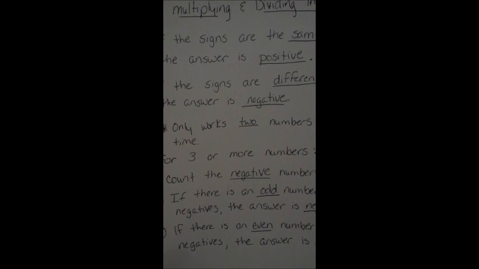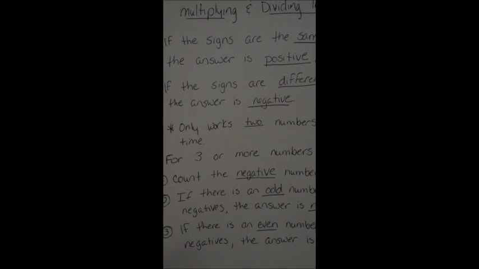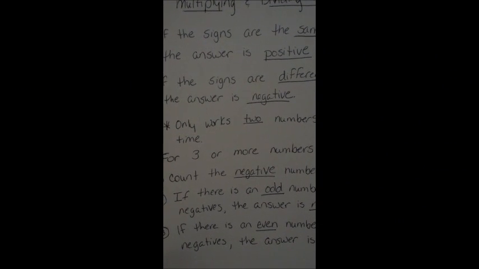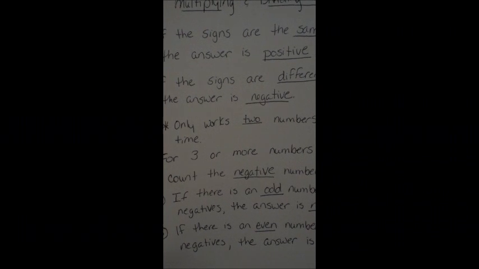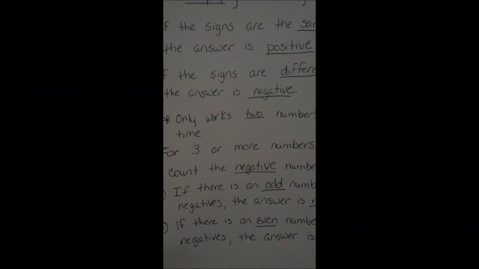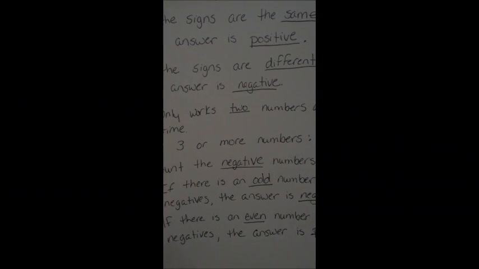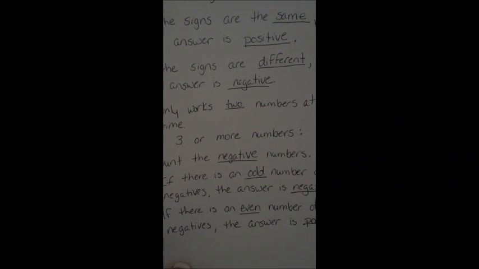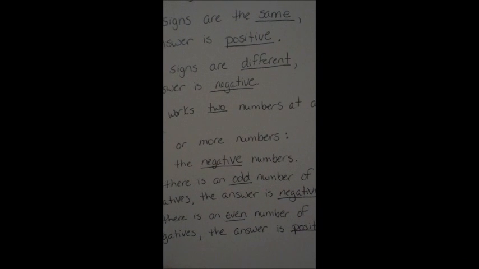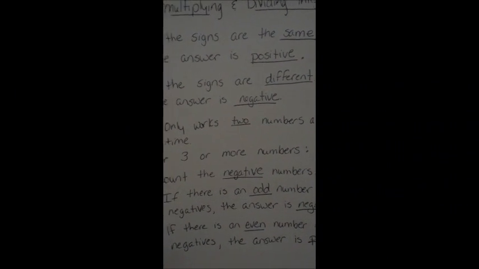If the signs are the same, your answer is going to be positive. If the signs are different, your answer is going to be negative. Now this only works 2 numbers at a time. So there's another set of rules if you're working with 3 or more numbers that you're multiplying together. You're going to count the number of negative numbers in the problem, and if there's an odd number of negatives, the answer is going to be negative. If there's an even number of negatives, your answer is going to be positive. So there's your rules. Make sure you get them down.